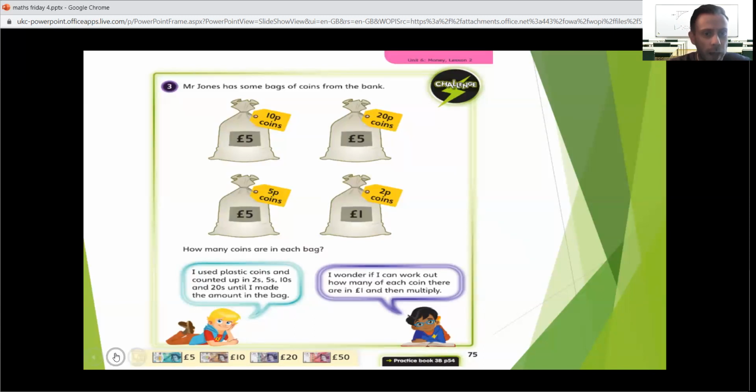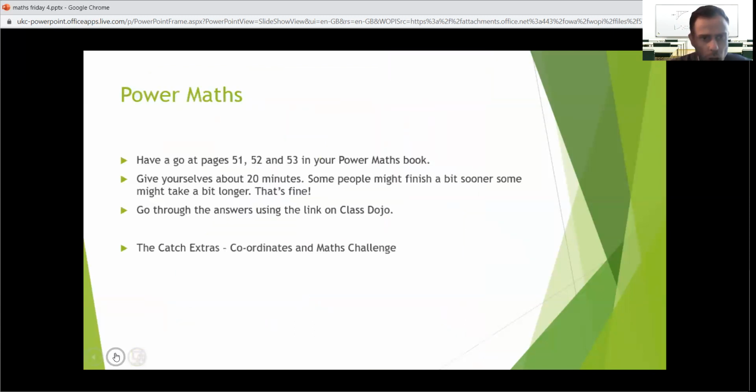Have a go. And then last of all is our Powermaths today. Powermaths today is 51, 52, and 53. It's more about converting pounds and pence in your Powermaths book. Hopefully you can have a go at that one. The link to the answers will be on Class Dojo as always.